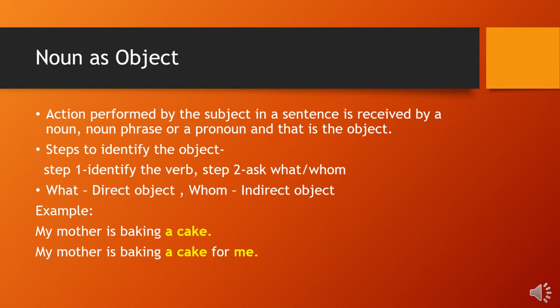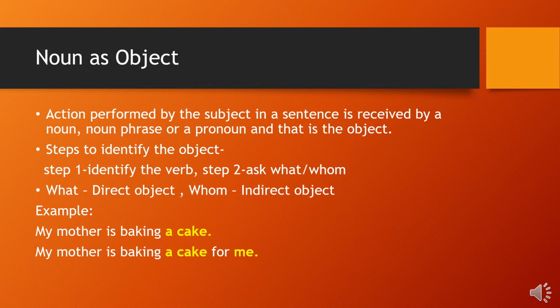So that is called object. Action performed by the subject in a sentence is received by a noun, noun phrase or a pronoun, and that is called the object. And there are two simple steps to identify the object. First one, identify the verb. Once you have identified the verb, ask the question what or whom to the verb. The answer to the what will be a direct object, and the answer to whom will be an indirect object.